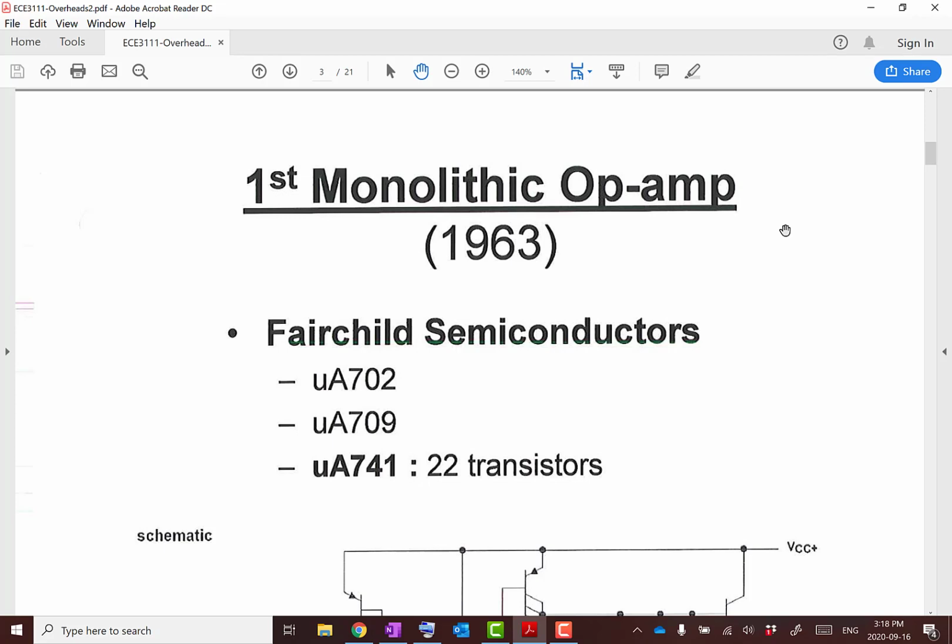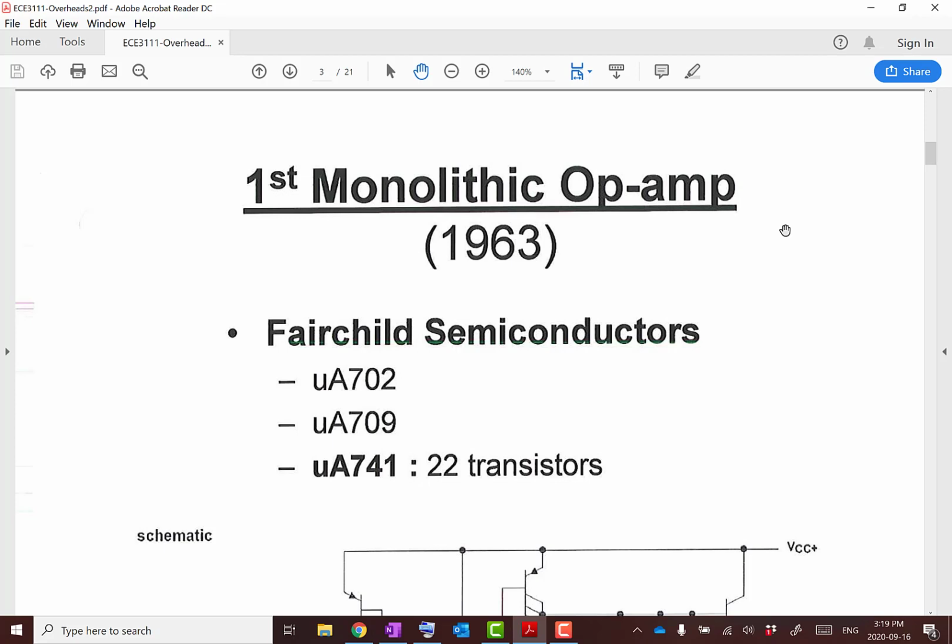In 1963, the first monolithic op-amp appeared, and what we mean by monolithic is a device that's produced on a single die of silicon, that material that electronic components and integrated circuits have been produced on since back in these early days in the 60s. And we'll talk more about silicon a bit later in the class.